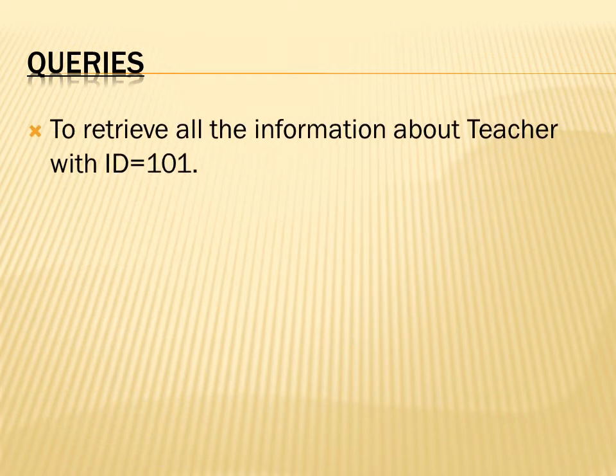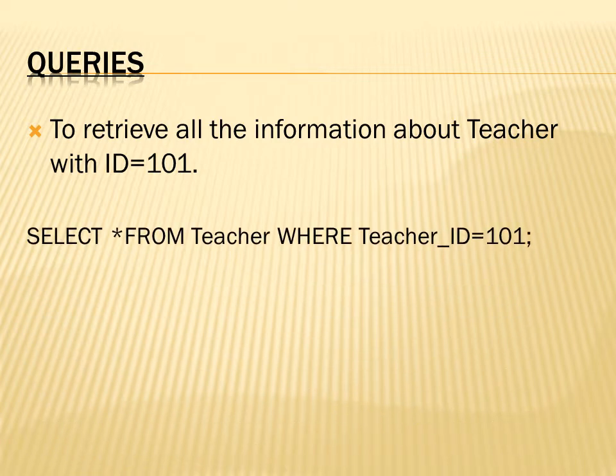Let us see the first one. See here, from that particular table teacher, we want to retrieve all the information of the teacher whose ID is 101. We have created the table and we have inserted the values also. Now we want to fetch the result in which we want to know the details of only the teacher who has the ID 101. So how to write it?